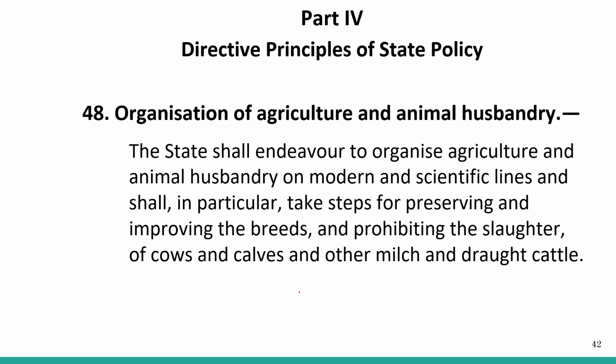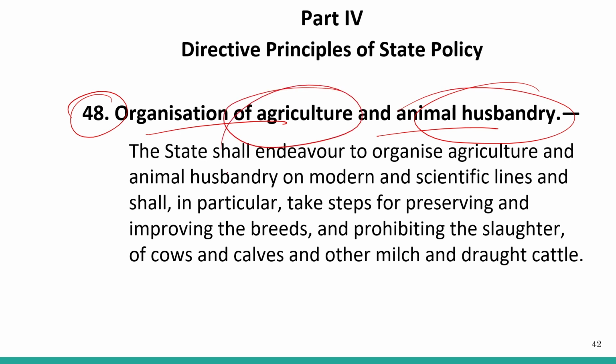Then we have the organization of agriculture and animal husbandry. We know that India is an agrarian democracy, and we are dependent a lot on agriculture for our growth and infrastructure development. So the state shall endeavor, in order to maintain those agricultural benefits, to organize agriculture and animal husbandry on modern and scientific lines. We have to develop modern scientific lines by which we can progress in agriculture and animal husbandry.